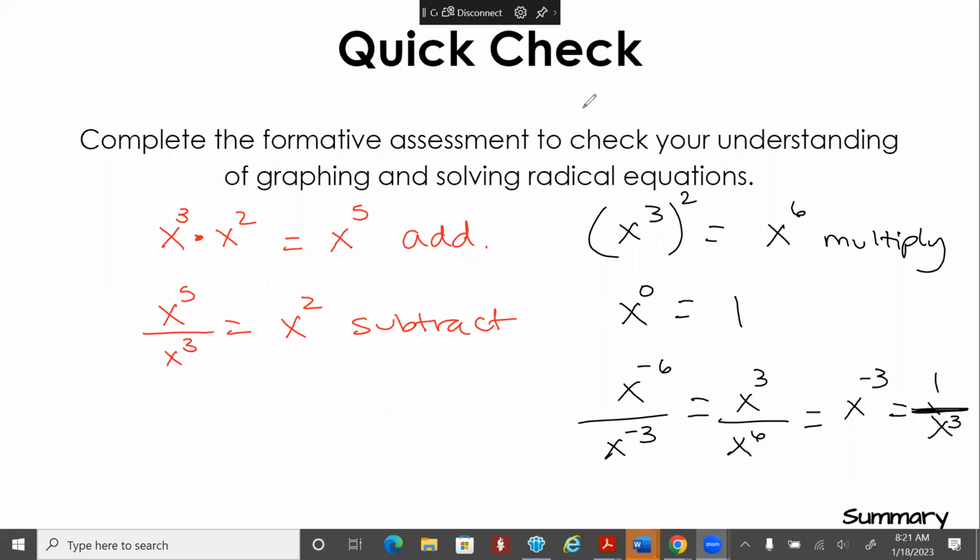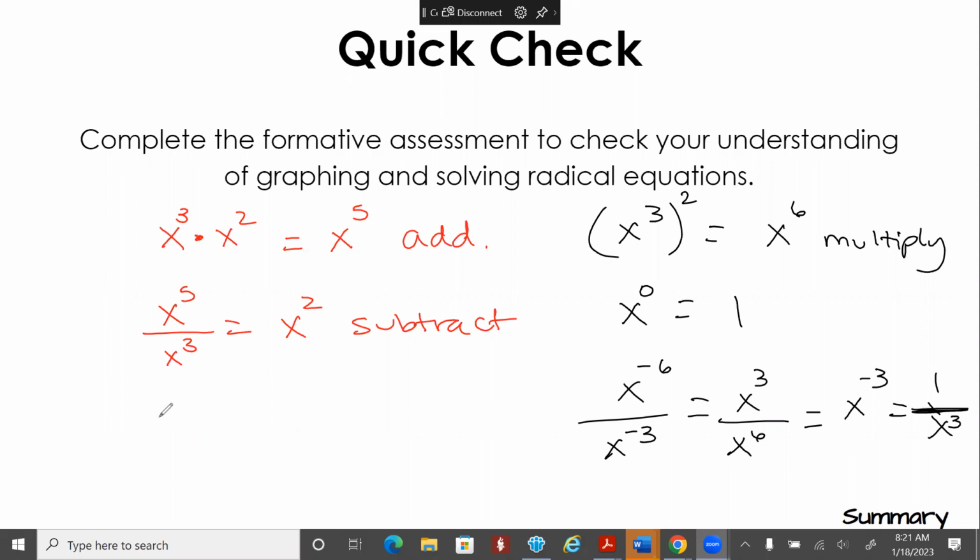Okay, you should be able to work on your delta math at this point. Okay, your delta math goes through all these different types of exponent rules. You need to practice them before Friday. Okay, all it is basically simplifying.